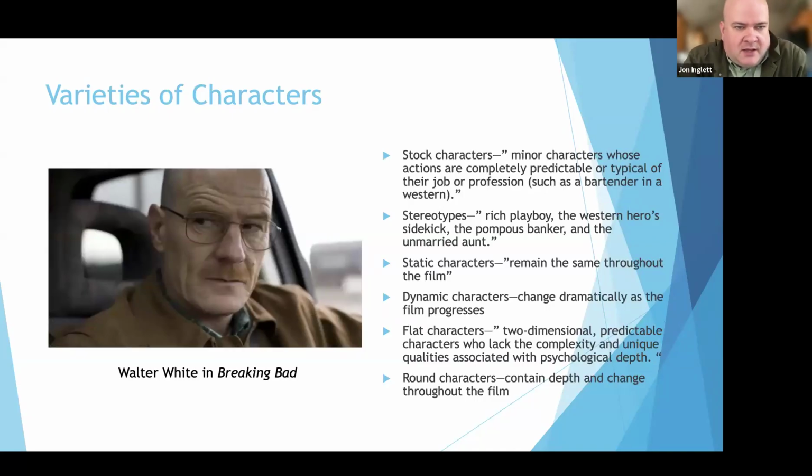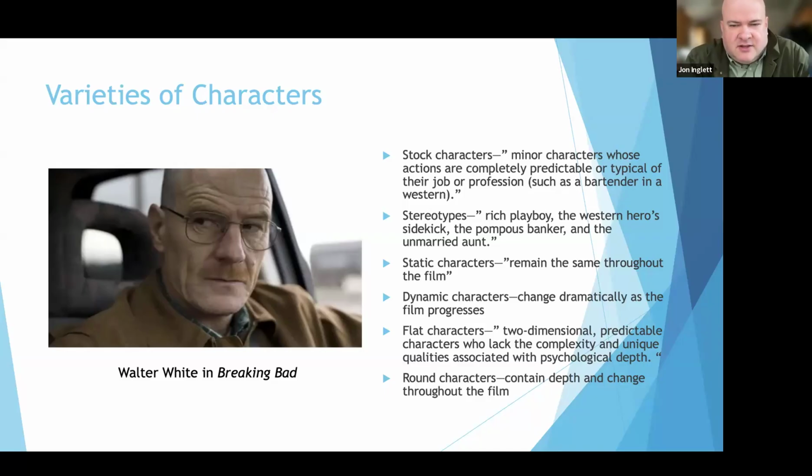Also important in filmmaking is that films use a variety of characters. One type of character is a stock character. That's a minor character whose actions are completely predictable or typical of their job or profession, such as a bartender in a Western. That's a stock character. Westerns have a lot of stock characters. They usually have the alcoholic as a stock character. Stereotypes in films include the rich playboy, the Western hero's sidekick, Tonto as Lone Ranger's sidekick, the pompous banker, the unmarried aunt. A lot of stereotypes exist within films.